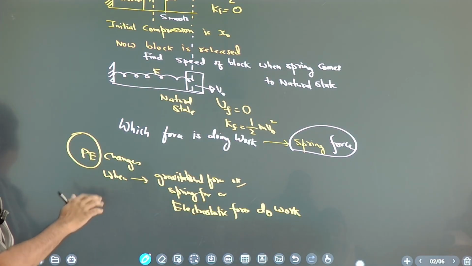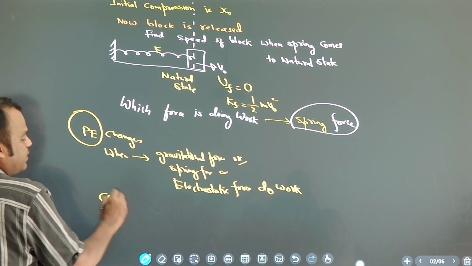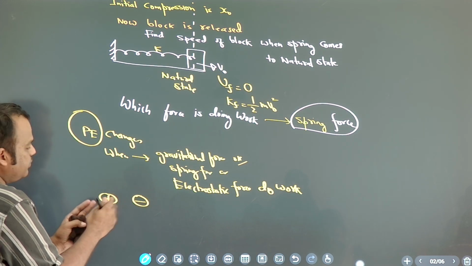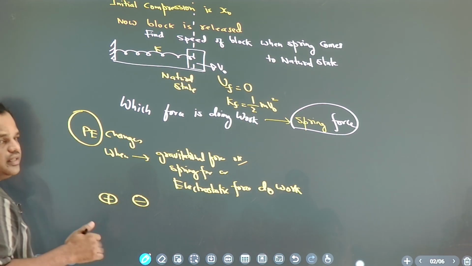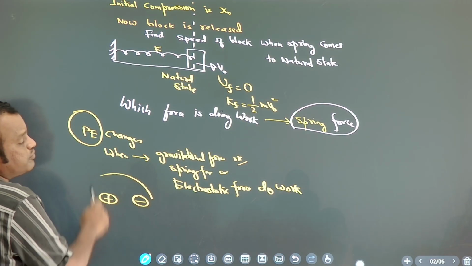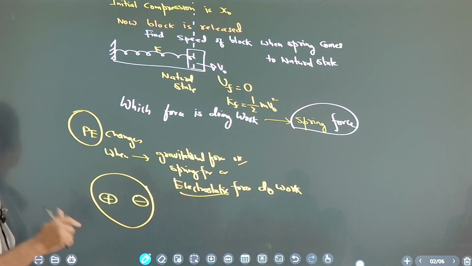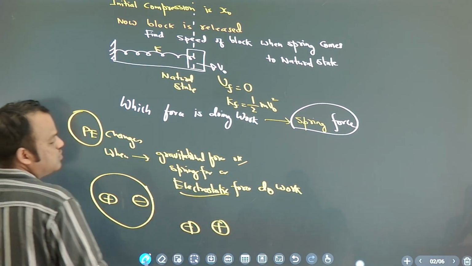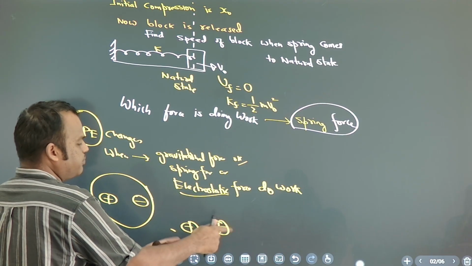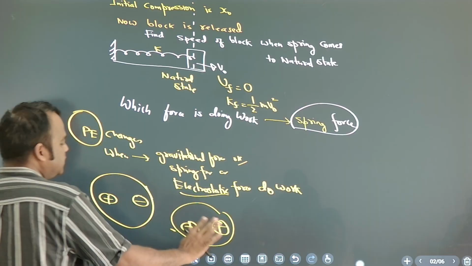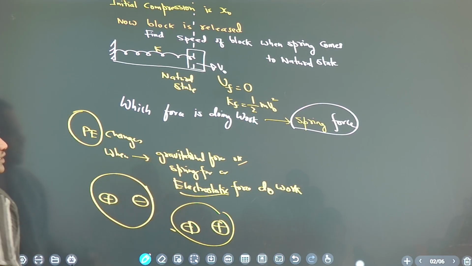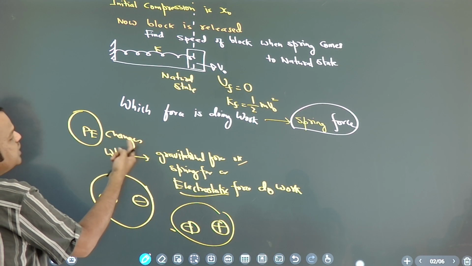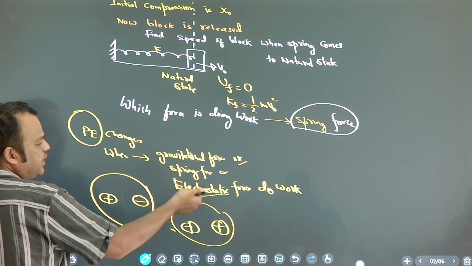Yesterday we discussed, right? Plus minus charge. Remember? Suppose plus and minus charge is there. So they are attracting or repelling? Attracting. So why they are attracting? You can say because energy is stored. What type of energy is stored? Electrostatic potential energy. Plus and plus, repel. So energy is stored, correct? What type of energy? Kinetic energy or potential energy? Potential energy. So potential energy is stored in gravity, spring, and electrostatic.